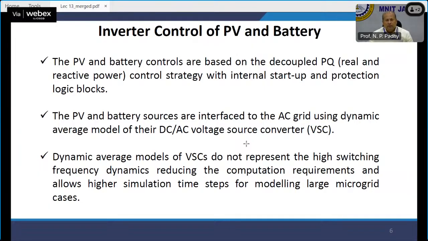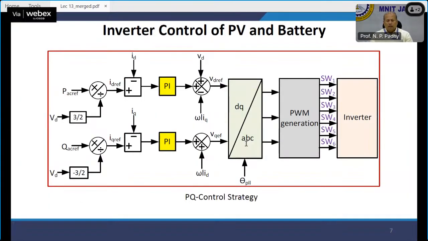The PV and battery controls are based on decoupled PQ, that is real and reactive power mode control strategy, with internal startup and protection logic blocks. The PV and battery sources are interfaced to the AC grid using a dynamic average model of the DC-AC voltage control converters. The dynamic average model of the VSC does not represent the high switching frequency dynamics, reducing the computation requirements and allowing a higher simulation time step for modeling large microgrid cases. This is the architecture, as you can see, PQ control, very basic.